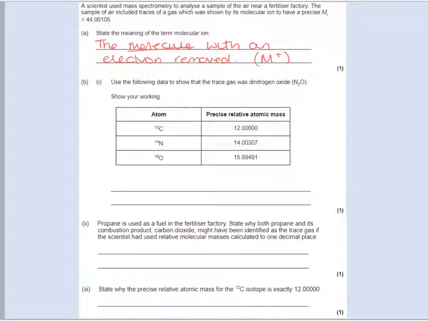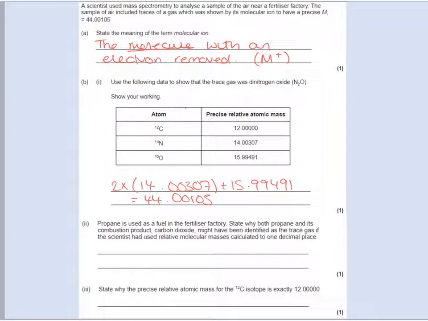So you need to take 2 lots of nitrogen, 14.00307, and add it to 1 lot of oxygen, which is 15.999491. Then just show the answer, and the answer is, as it says in the question, 44.00105. So you would need all of that working out to gain the marks for the answer because you've got the word show up here.